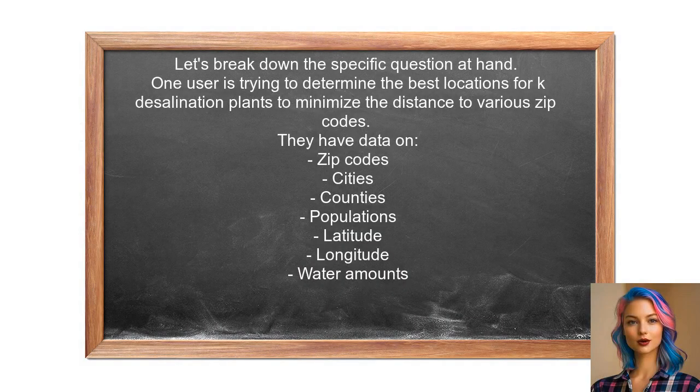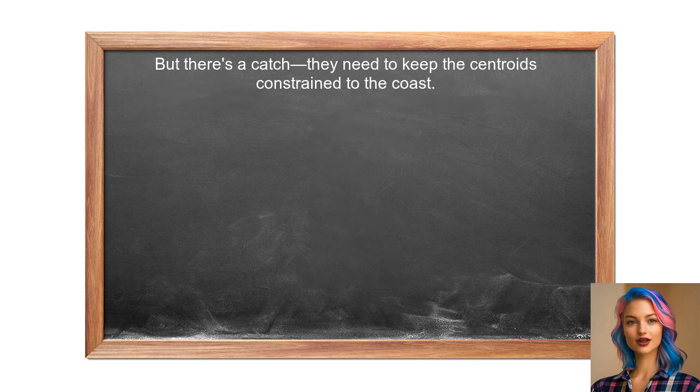Let's break down the specific question at hand. One user is trying to determine the best locations for K desalination plants to minimize the distance to various zip codes. They have data on zip codes, cities, counties, populations, latitude, longitude, and water amounts. But there's a catch. They need to keep the centroids constrained to the coast. Sound familiar? Let's explore this together.